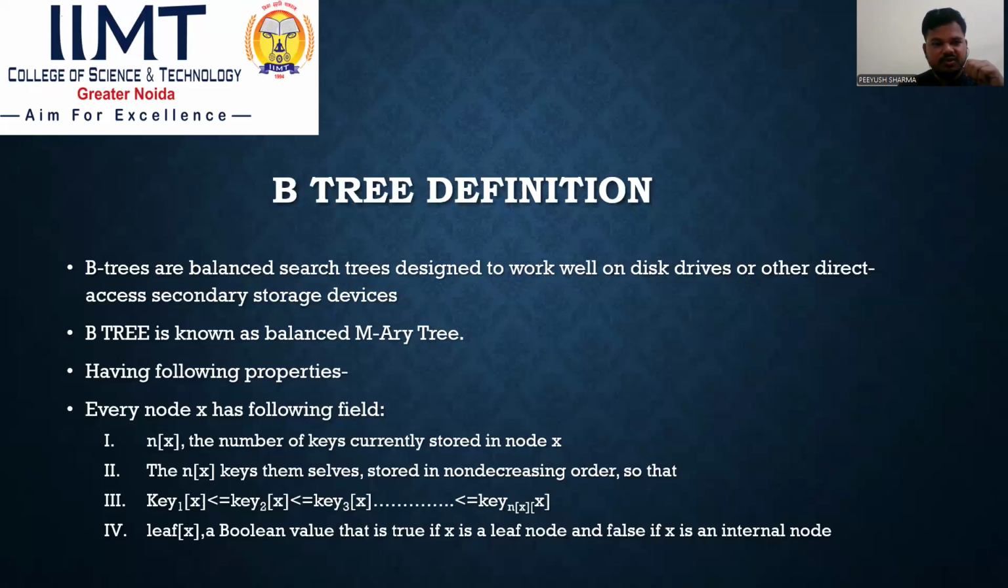B-tree is also known as a balanced M-ary tree, having the following properties. So what is an M-ary tree? We already know about the binary tree, right? What is a binary tree? A tree in which there can be at least zero children, one child, or two children, but not more than two. So that tree will be a binary tree, right?